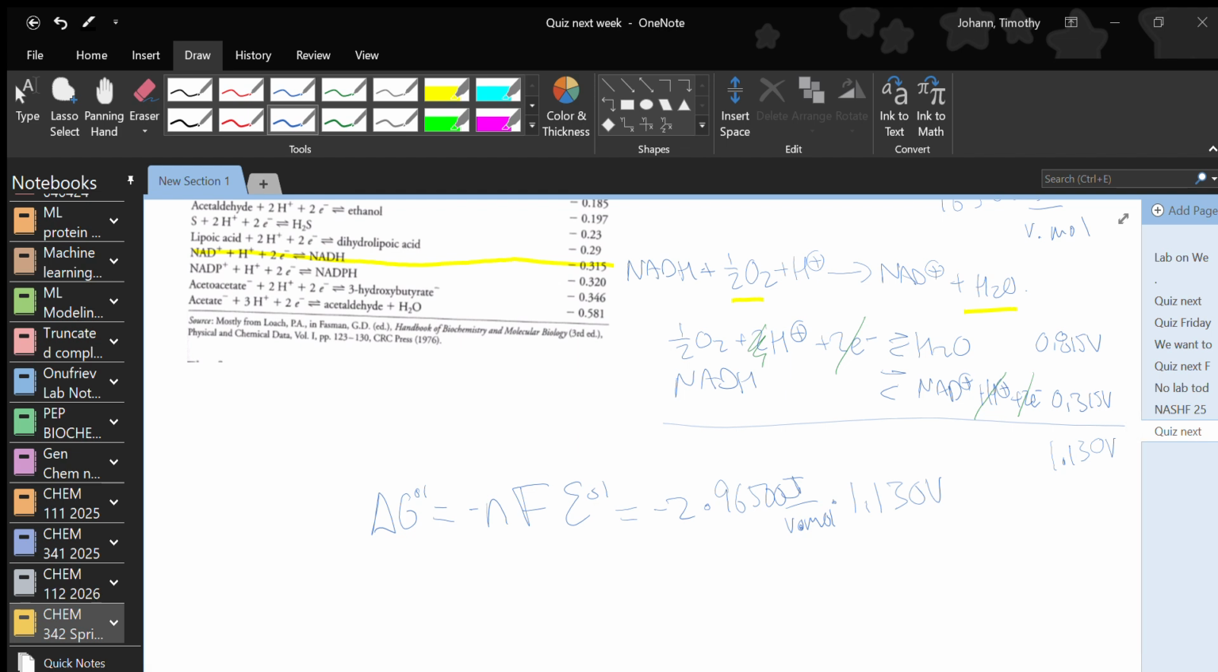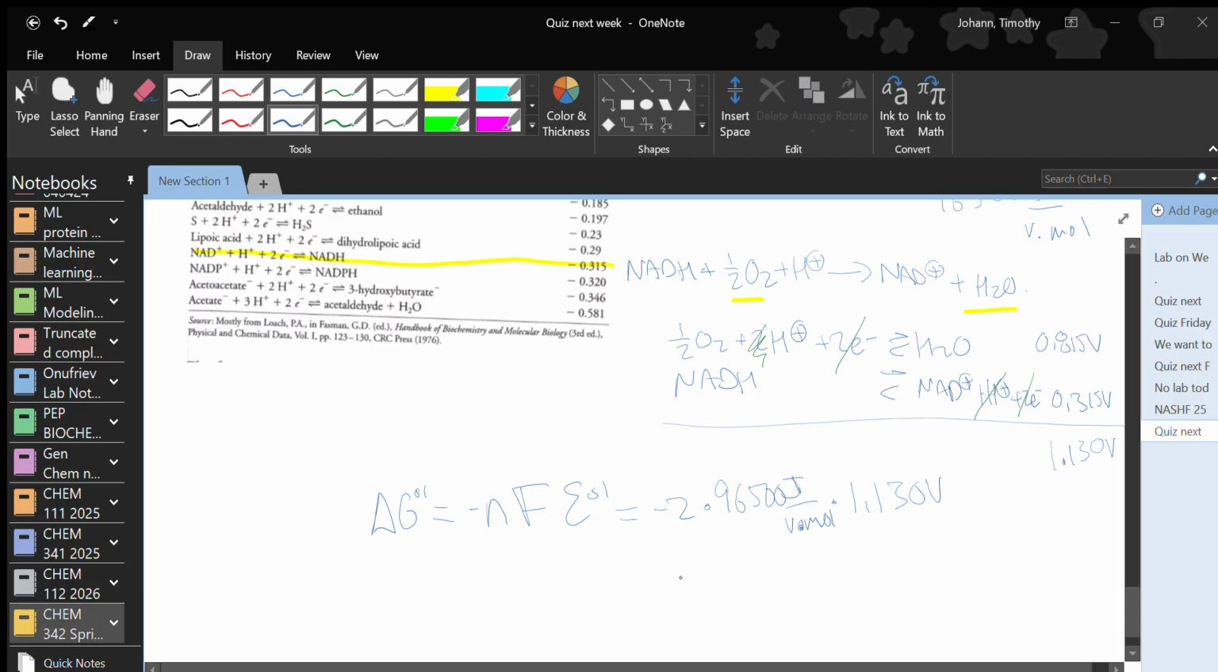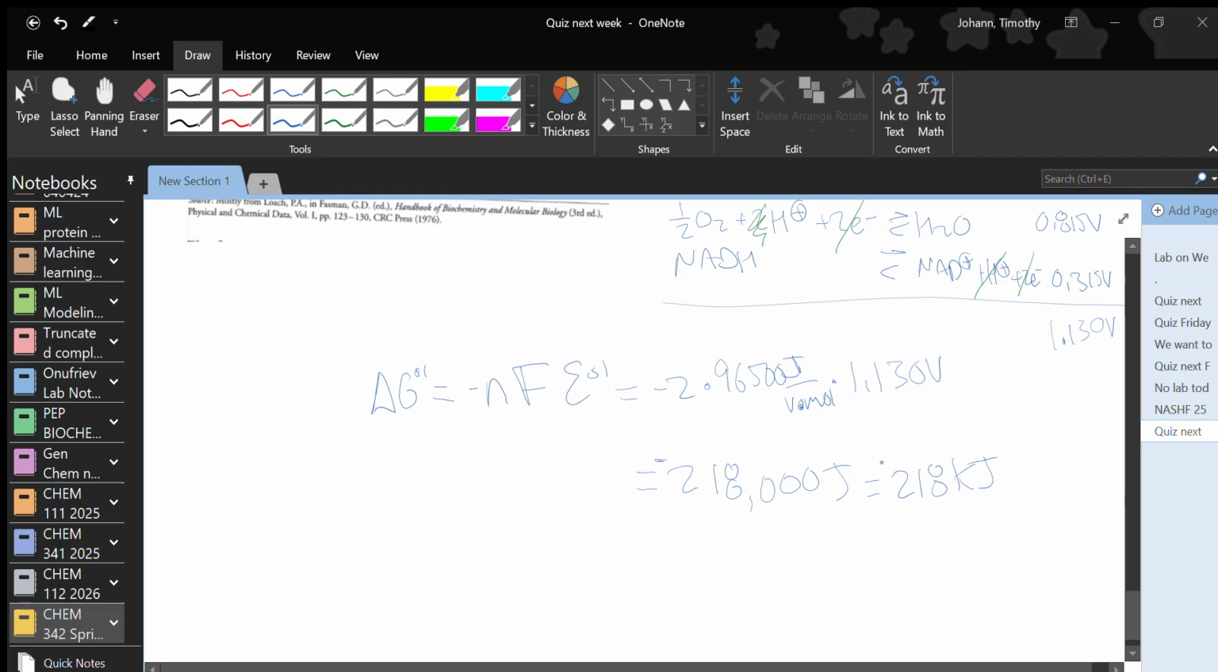And so it's going to be a lot of joules, right? 2 times 96,500. Oh, I'll turn my calculator off. 2 times 96,500 times 1.13 equals 218,000 essentially joules. I rounded. 218,000 or 218 kilojoules. Is it negative? Yes, and it's negative. Thank you. Spontaneous. Kilojoules or kilojoules per mole? Per mole, you're right. Wait, it's not spontaneous.